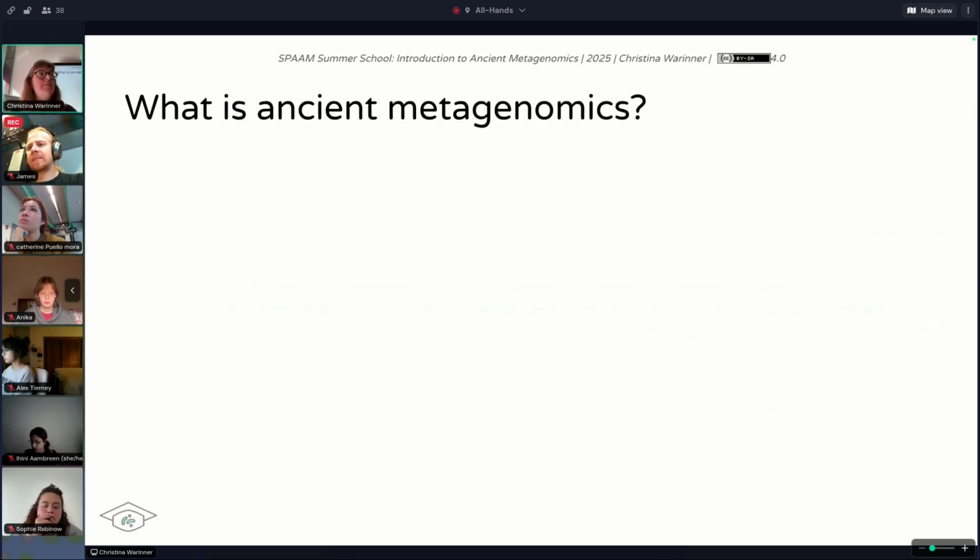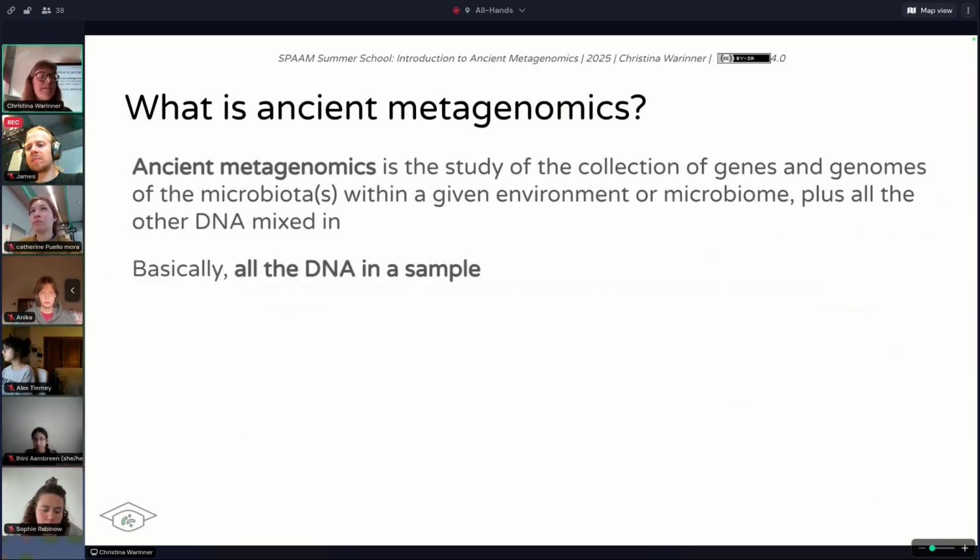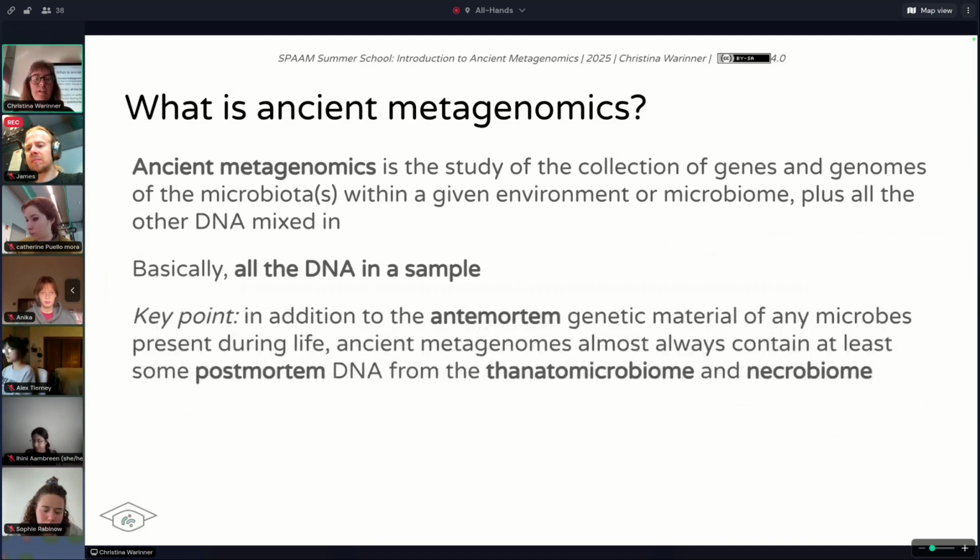All right, so what is ancient metagenomics? Ancient metagenomics is the study of the collection of genes and genomes of the microbiota within a given environment or microbiome, plus all the other DNA that's been mixed in. So basically, it's all the DNA that you're going to obtain in a sample. The key point here is that in addition to the ante-mortem, meaning before death, genetic material of any microbes that may have been present in life, ancient metagenomes almost always contain at least some post-mortem DNA from the thanatomicrobiome and the necrobiome.